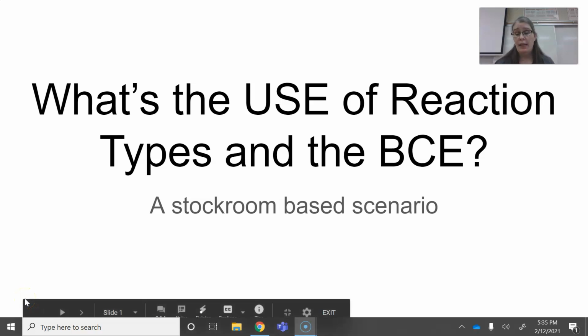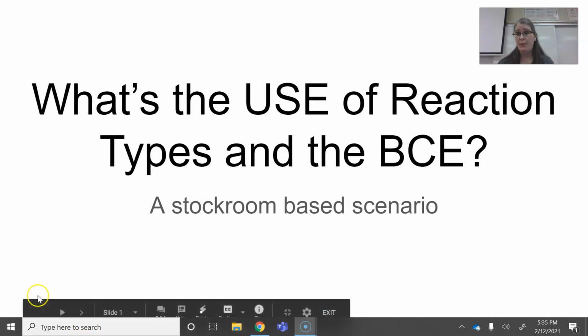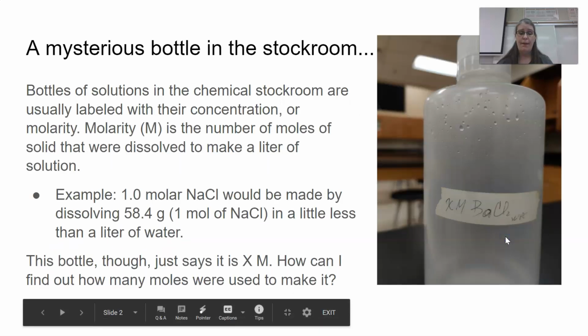So as our little lesson today, we are going to review a couple of reaction types and really look at why we use the balanced chemical equation. And we're going to use a little stockroom-based scenario to look at these concepts.